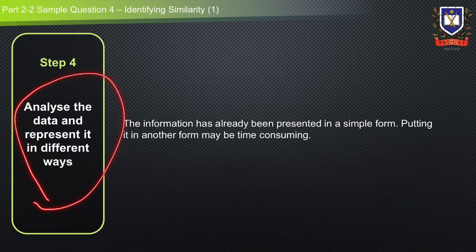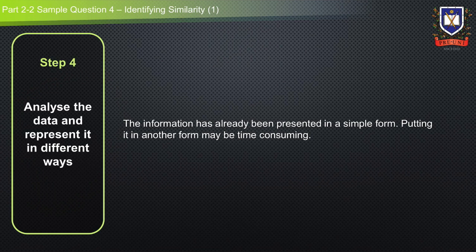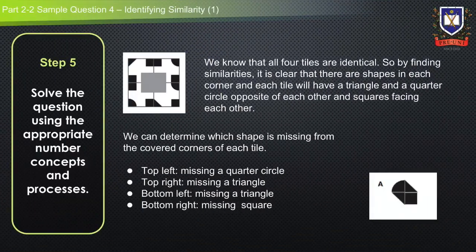Step 4 is to analyze the data and represent it in different ways. In this question, the information has been presented in a very simple form already, and putting it in another form may be time-consuming and extremely unnecessary. Step 5 is to solve the question using appropriate number concepts and processes.